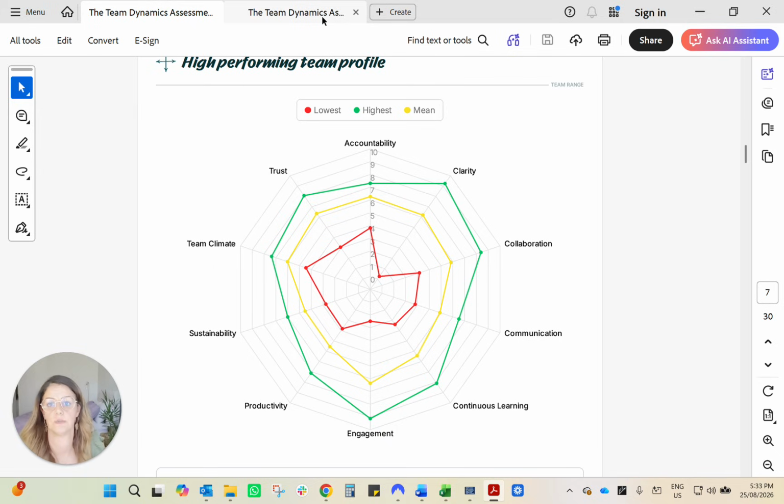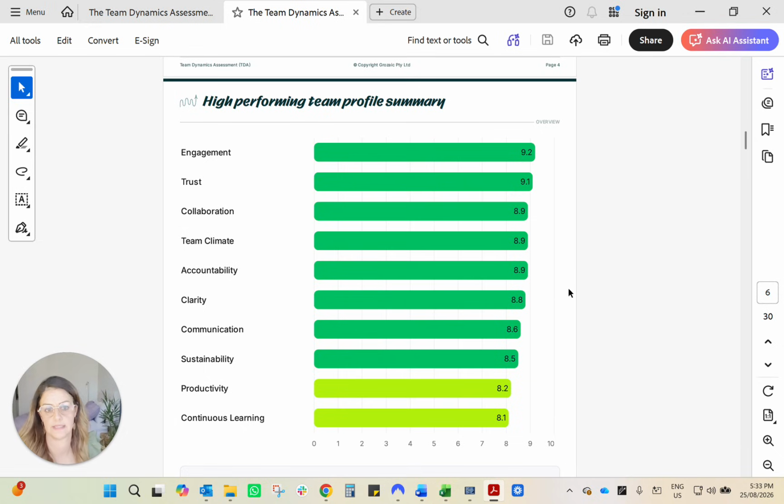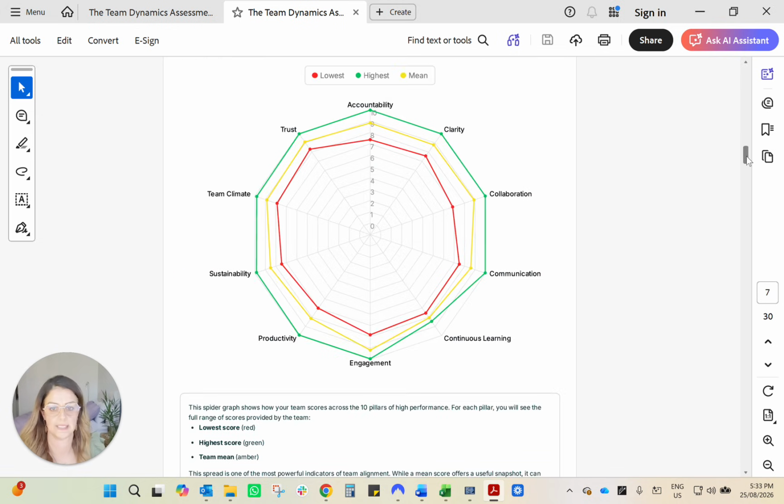By contrast, I want to show you a high performing team. So this is a team, real team, also real team data, a team that's doing much better in their performance, but obviously still has opportunities for improvement. And when we have a look at their spider graph, we start to see something a little bit more like this.